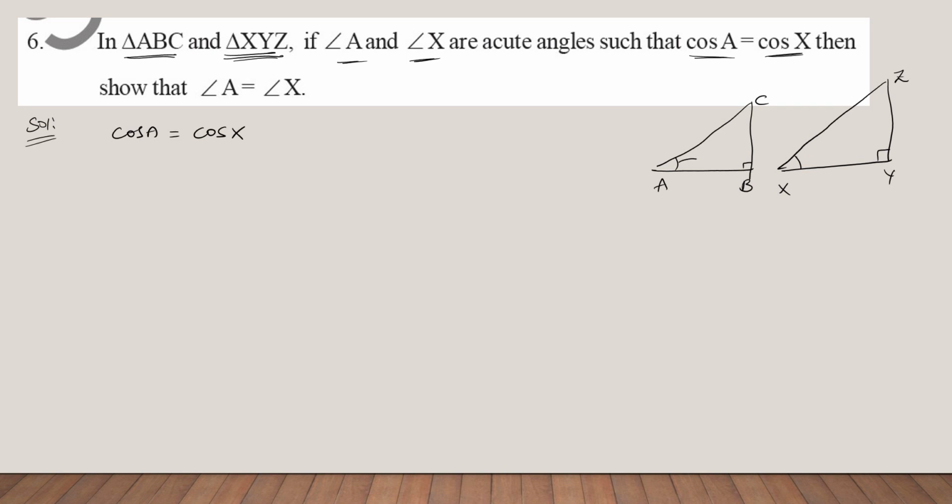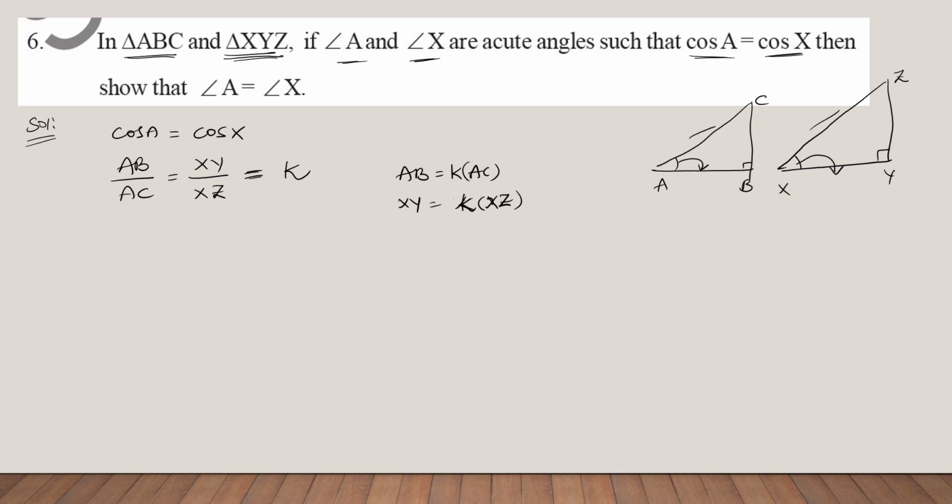So what is cos A from this? Cos A is nothing but adjacent side by hypotenuse, no? So here also cos X means adjacent side by hypotenuse. So from this I am going to get AB by AC is equal to XY by XZ. Since these two ratios are equal, I am going to consider it as equal to K. Now from this I can obtain two relations. So AB is equal to K times AC and XY is equal to K times XZ. So we can make use of these relations.